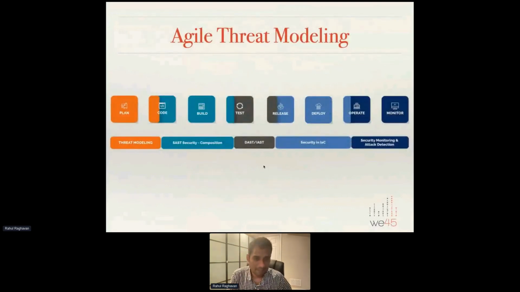And how does threat modeling fit into Agile? This is usually a diagram that I depict to show the DevSecOps transformation. What you have on top are the 8 building blocks of any product engineering process, which is plan, code, build, test, release, deploy, operate, and monitor. And what you have on the bottom are the 5 stages of security engineering, which is threat modeling, SAST, DAST, infrastructure as code, and then security monitoring and attack data detection. So these are the very specific 8 and 5 building blocks of product engineering and security engineering.